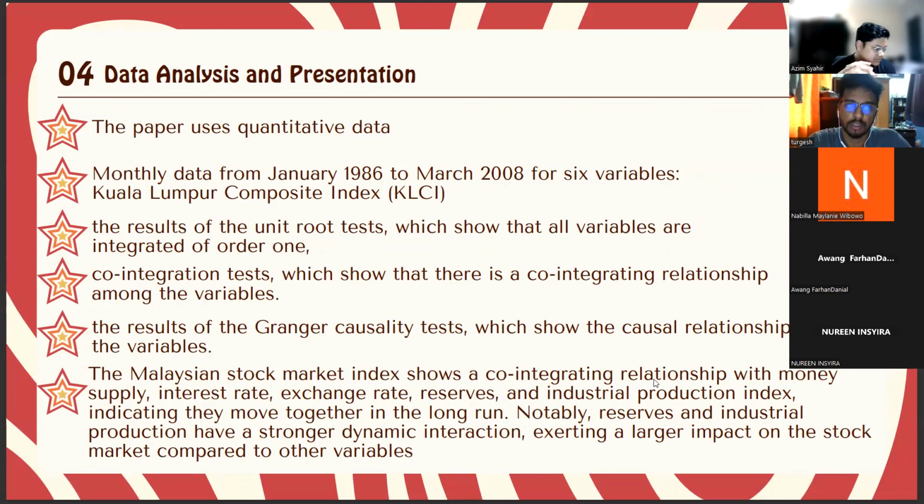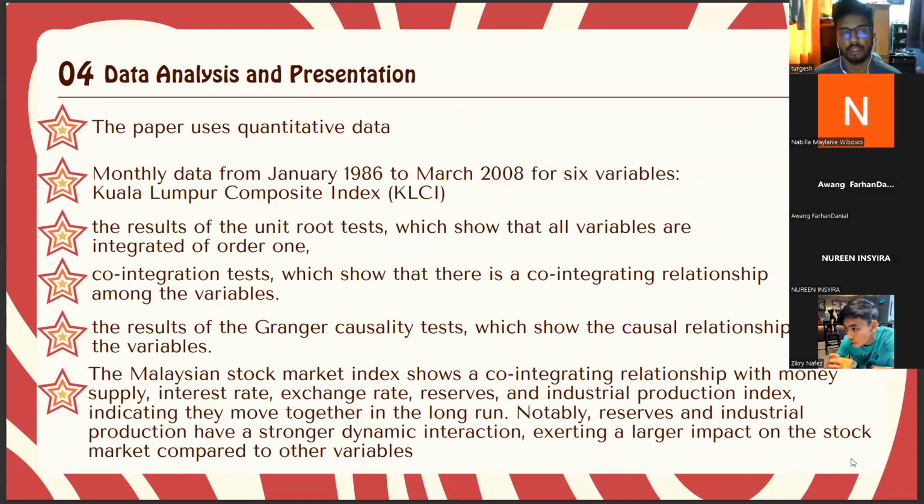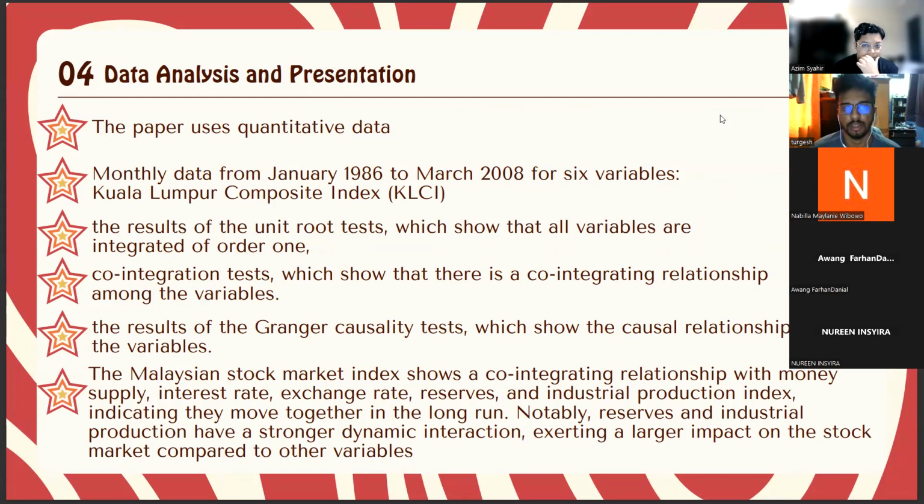Okay, as for the data analysis and presentation, this paper uses a quantitative data approach. Data collected was monthly data from 1986 to 2008 for six variables from the Kuala Lumpur Composite Index. And the result of the unit root test shows that all variables are integrated of order one. For the co-integration test, we show there is no co-integration relationship between the variables. And the result for the Granger causality test shows the causal relationship between the variables.